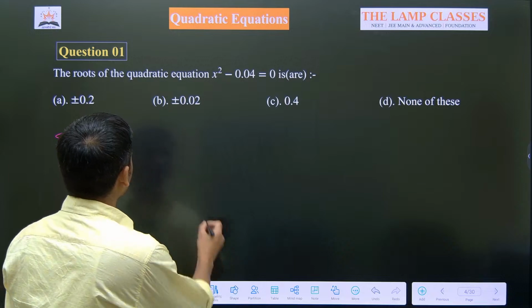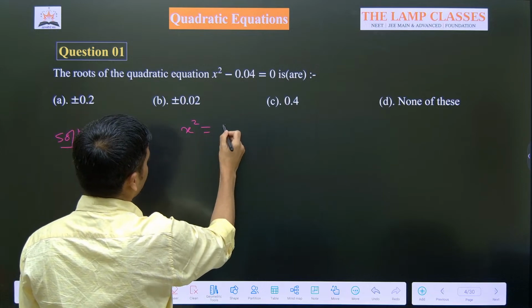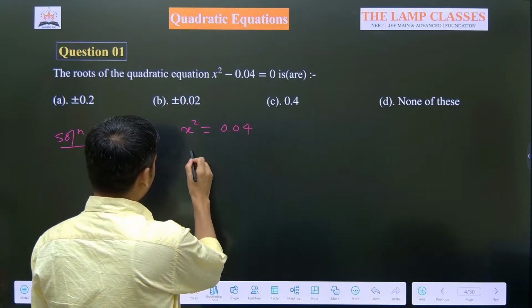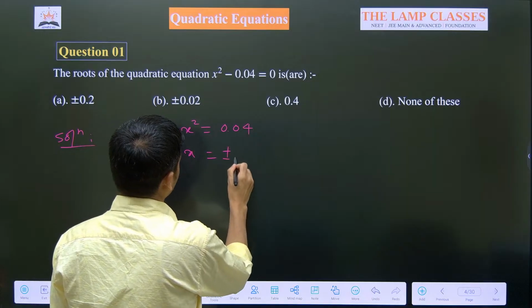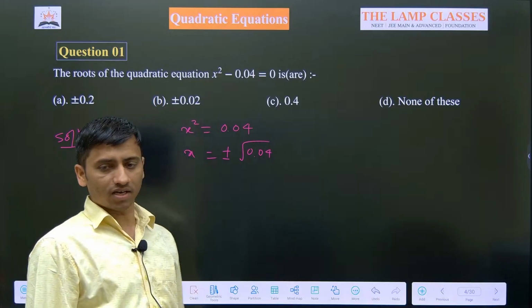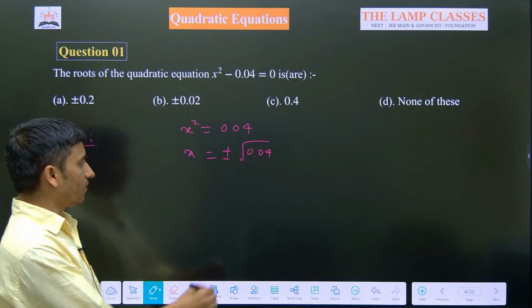Okay, so let's solve it now. So what can we do here? Let's send the 0.04 to the right side, guys. If x square is 0.04, can we say x must be plus minus root under 0.04? And if we are finding it difficult to find the square root of that number, I will advise you to write it in the fraction form.